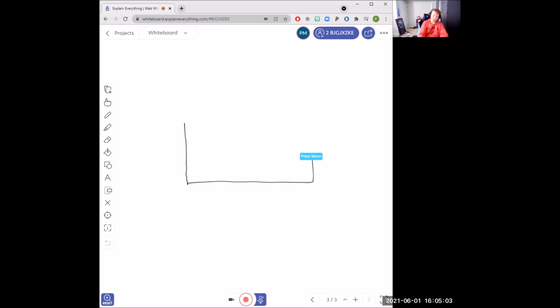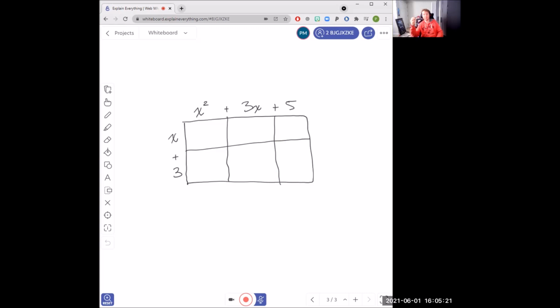So let's set up another rectangle. And this time we're going to do actually a polynomial multiplication problem. So we're going to do x squared plus 3x plus 5. And then on the other side, we'll do x plus 3. Now this is more of an algebra problem, right? But the nice thing is, if you have learned this the area method way, which you have if you saw it in multiplication, you can now do this polynomial multiplication super easily.